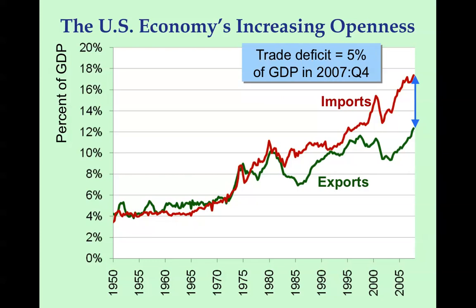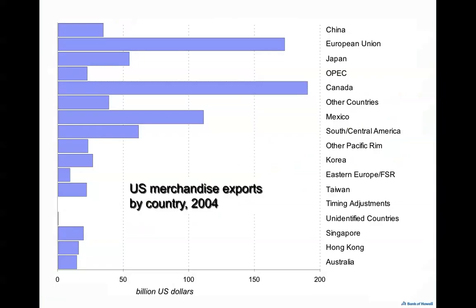This is an interesting chart that shows two things. Number one, our trade has generally gone up as a percentage of GDP, from about 4% in 1950 to in excess of 16% in the present day. And also, we're experiencing quite a trade deficit, 5% of GDP in 2007 quarter 4, and that is this arrow right here.